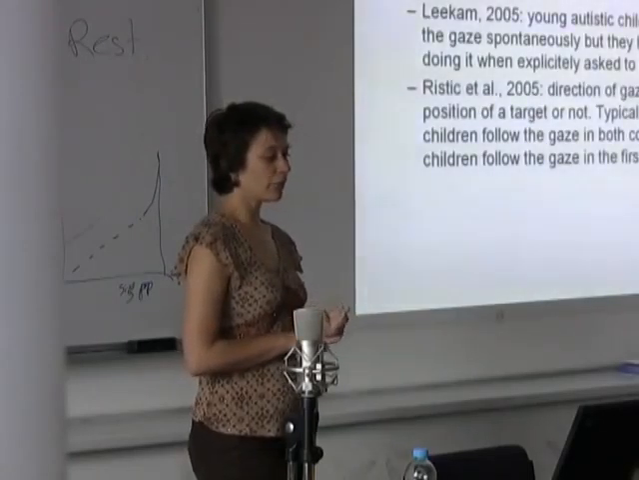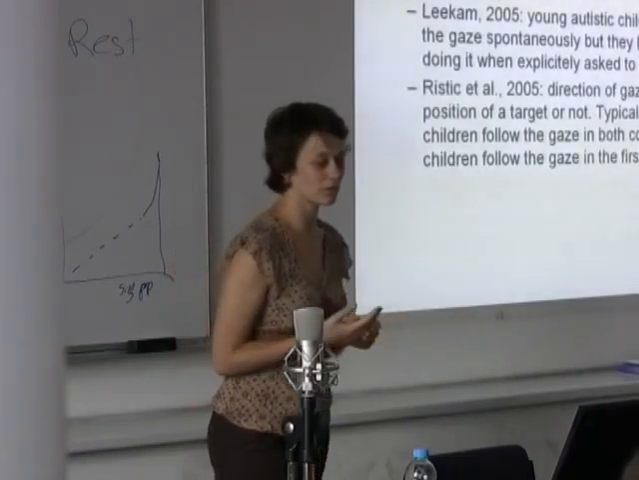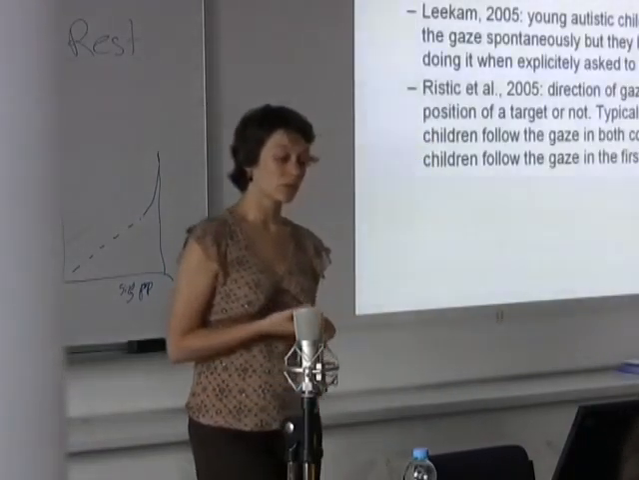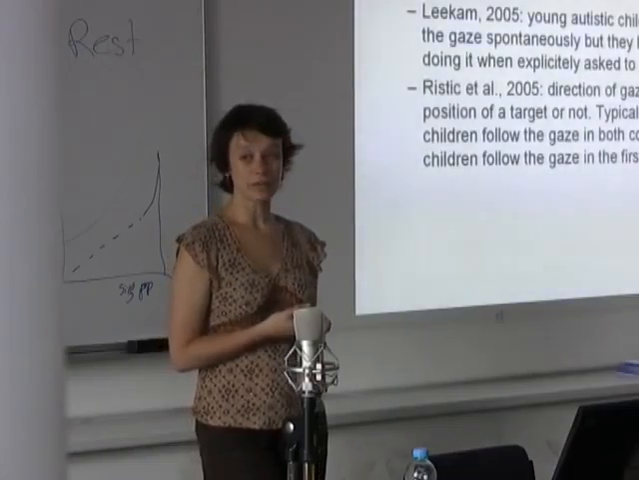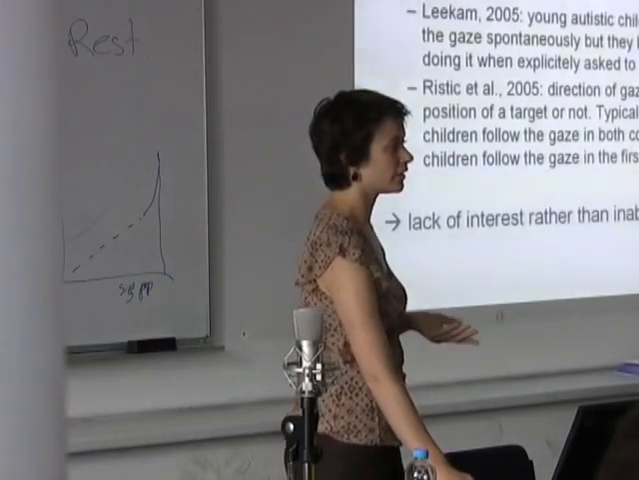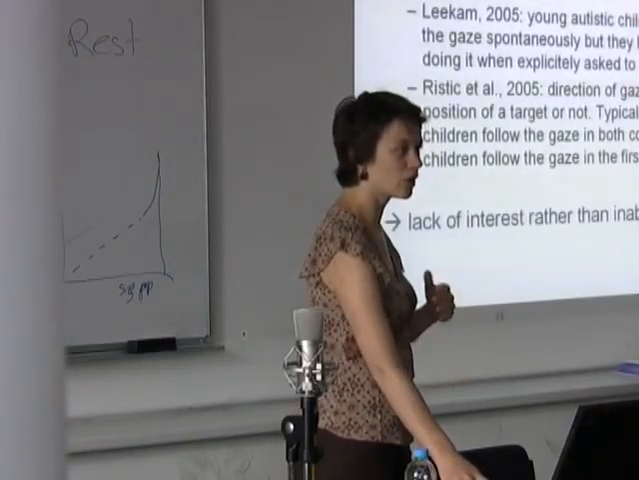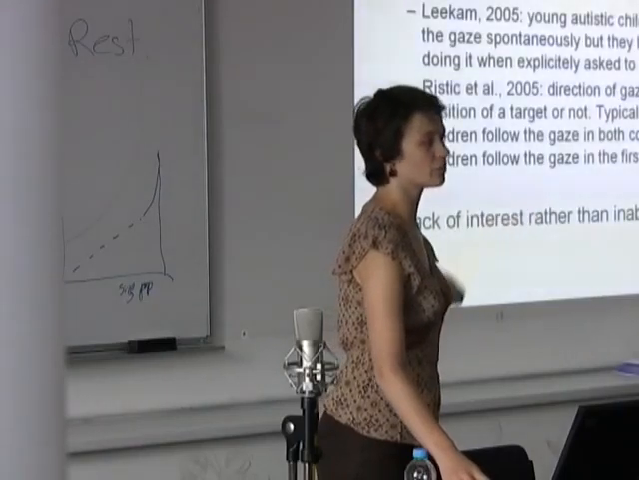This is a very nice experiment where they contrasted two conditions. One where the direction of the gaze predicts the position of a target, and one condition where the position of the gaze doesn't predict the position of the target. In both conditions, typically developing children follow the gaze just because it's interesting, whereas autistic children only follow the gaze when it carries some relevant information. So this shows that rather than talking about an inability, we should talk about a lack of interest or an absence of spontaneous motivation to do that.